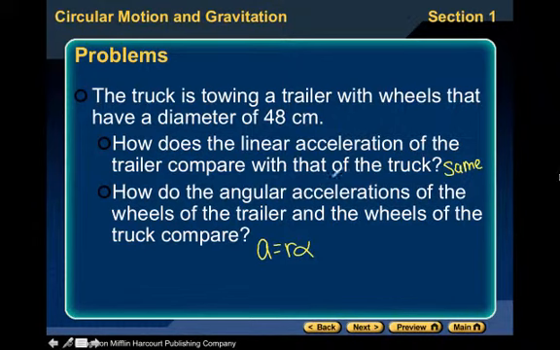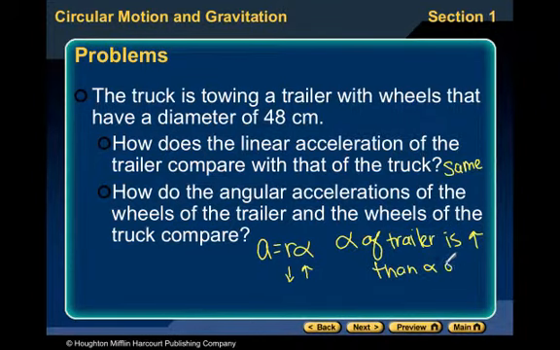If we look at a equals r alpha, if our linear acceleration is the same, but the r goes down because the radius of the tires of the trailer is smaller, then that means alpha, our angular acceleration, has to increase in order to keep a the same. So the angular acceleration of the wheels of the trailer, alpha of trailer, is higher than alpha of truck tires.